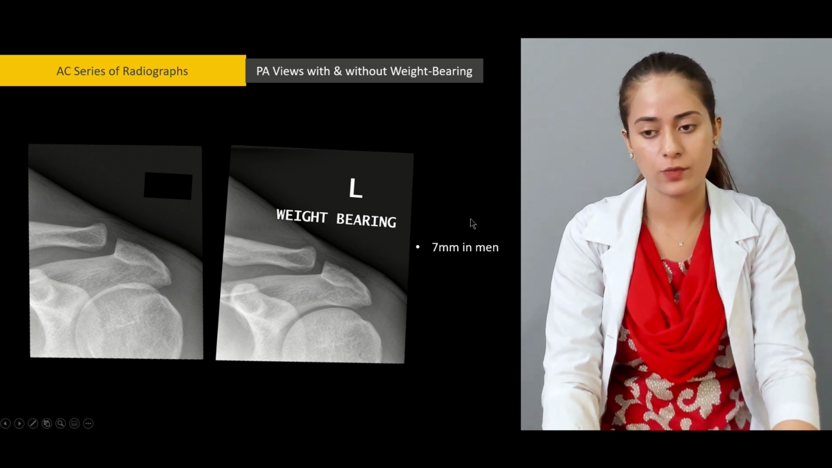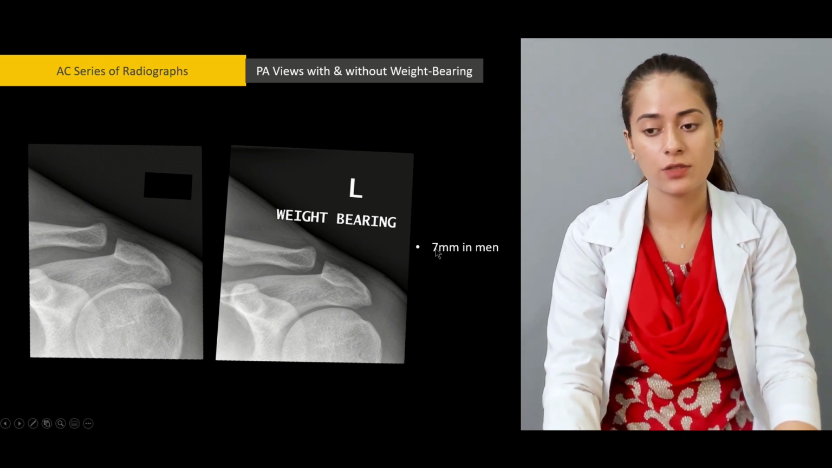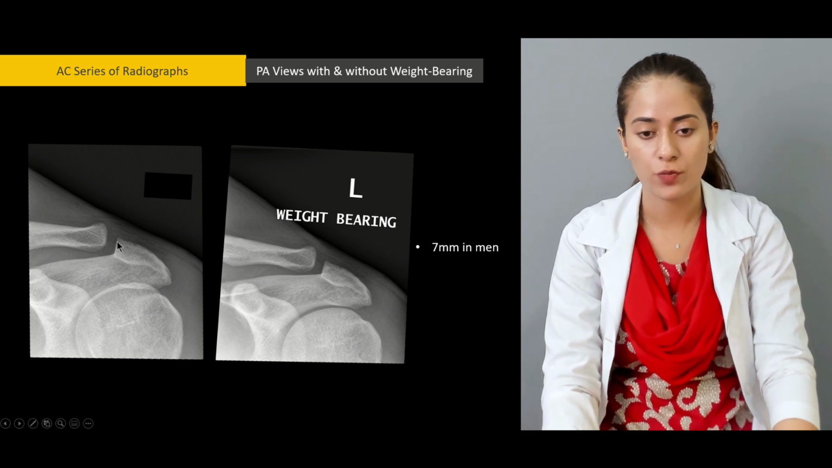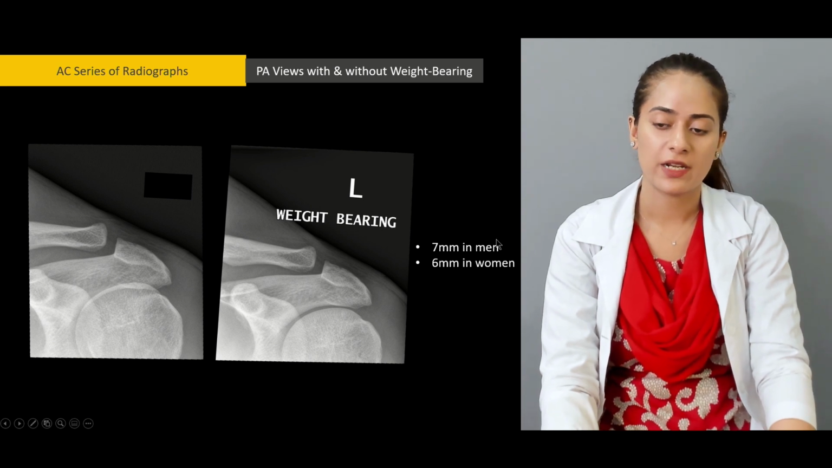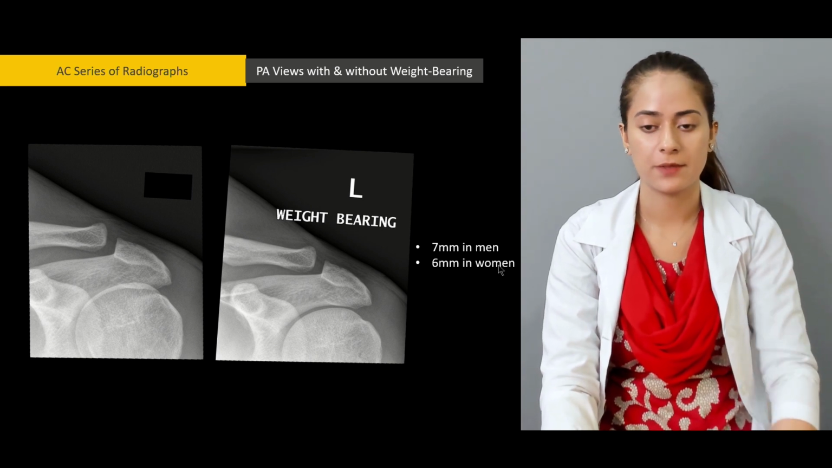So this is what I was talking about. 7 mm is the normal space between the acromion and the clavicle in the AC joint. And 6 mm is the normal for women.